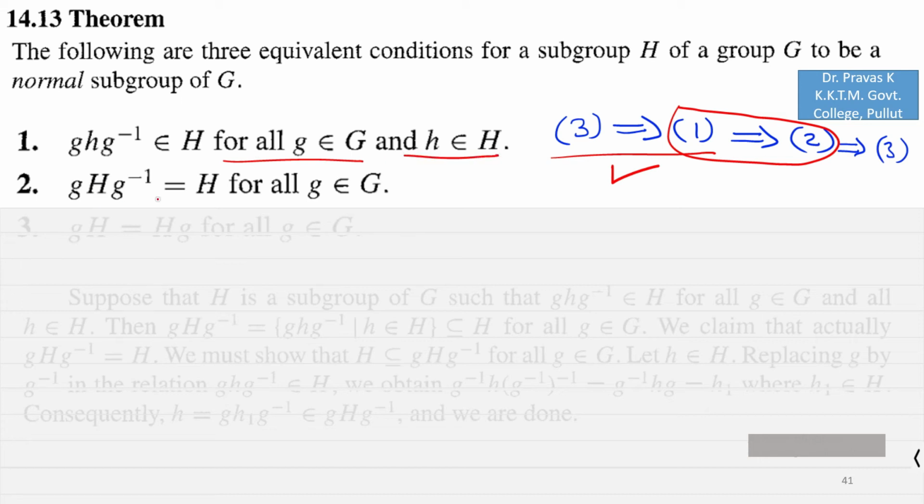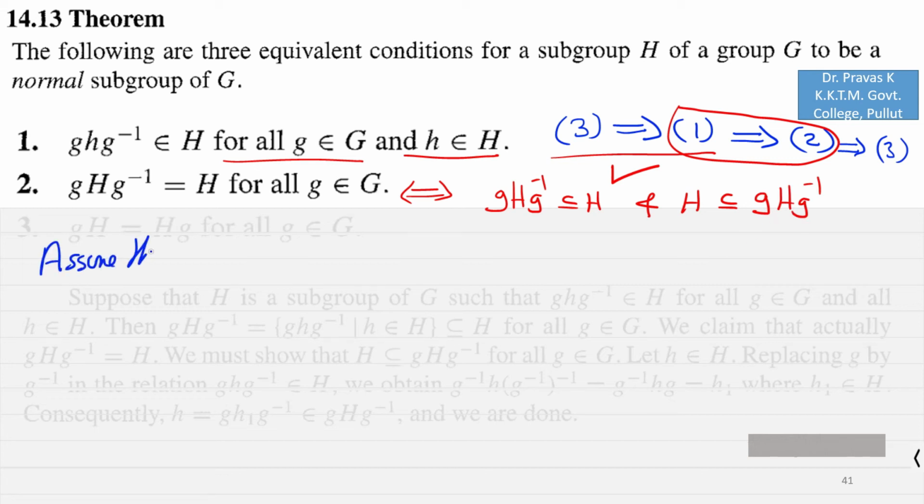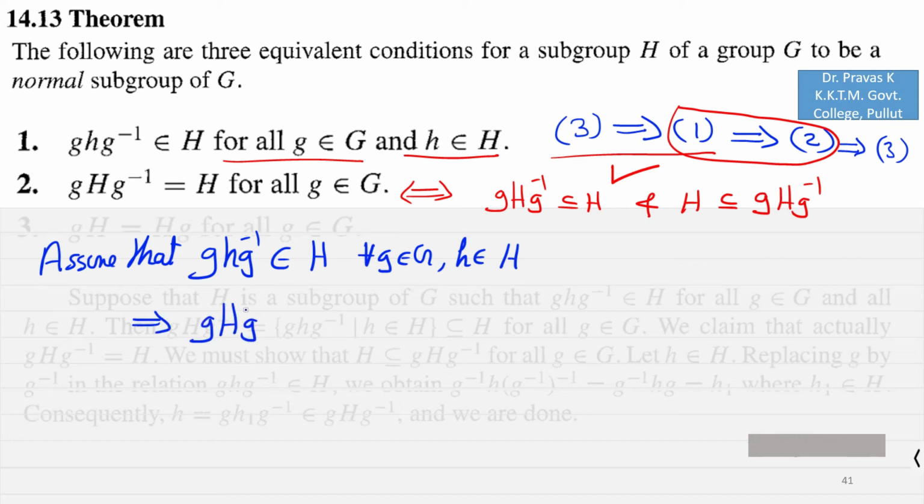For that we assume the condition in 1, and in condition 2 we need to prove that two sets are equal. Using the standard technique, we first prove that gHg inverse is a subset of H and H is a subset of gHg inverse. So let us assume the first condition, that is ghg inverse is an element of H for every g in G and h in H. But the collection of all elements of that form gives us gHg inverse. Now it becomes a subset of capital H. So thus we proved the first part.